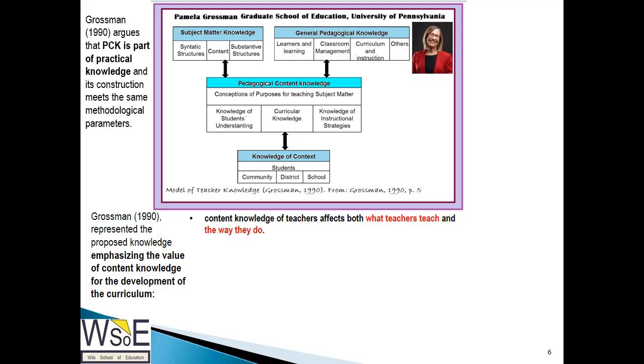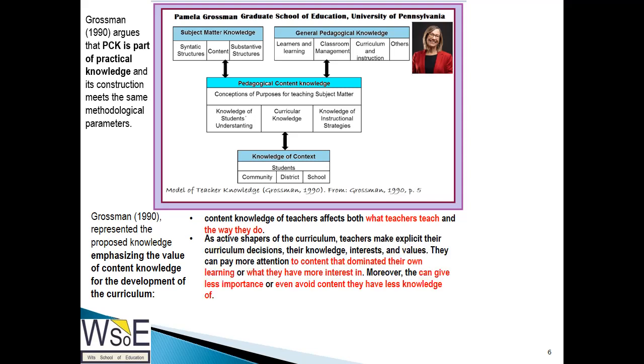Now, from a paper I found, there are some arguments related to this idea of making content knowledge so important: content knowledge of teachers affects what teachers do and the way they do it. So if you don't have good content knowledge, obviously you're not going to do things well, and the way that you do it won't be as effective as somebody who does have good content knowledge.